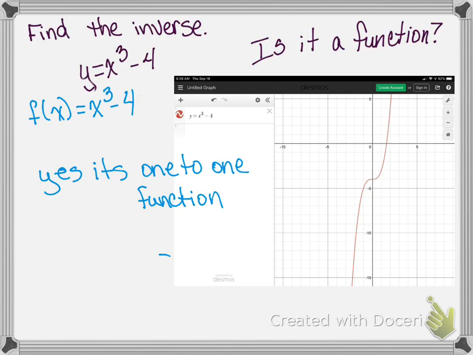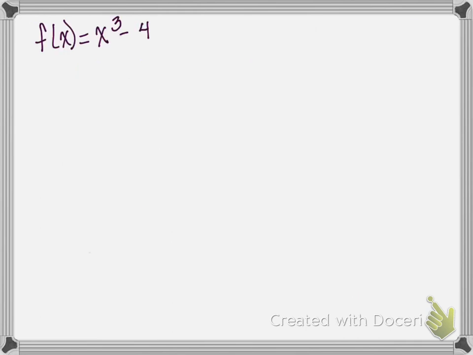Okay, so it's a function and it's a one-to-one function. So we are going to find the inverse of it. Because it's a function and it's a one-to-one function, we're going to find the inverse function of it. First thing I do, replace f of x with y. So I have y equals x to the third minus 4.